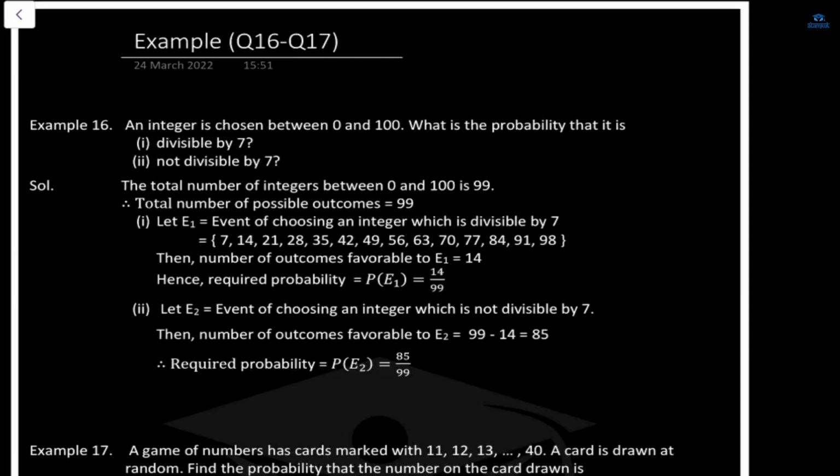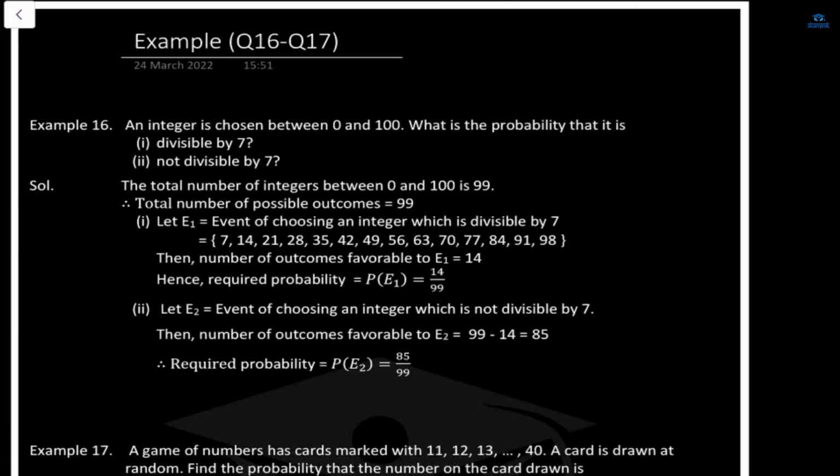An integer is chosen between 0 and 100. Now any integer is chosen between 0 and 100. So if we are choosing any number between 0 and 100, between means 0 and 100 are not included. So the numbers are starting from 1 to 99. So how many possible outcomes are we having in total? 99. So what is the probability that it is divisible by 7?